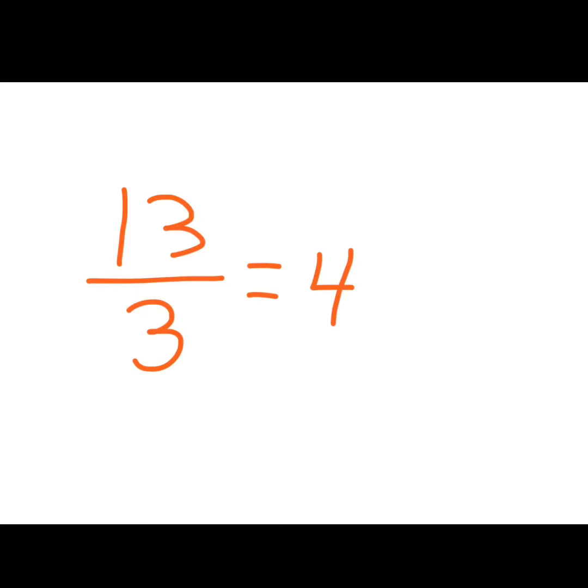Now if you are at 12, how many more to get to 13? You would have 1 left over out of 3. And if you want to double check and make sure that's correct, you use our formula: 3 times 4, which is 12, plus the numerator 1, which is 13. So this side is equal to this side.